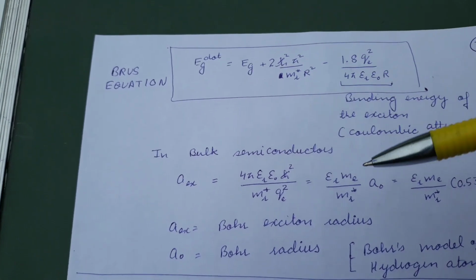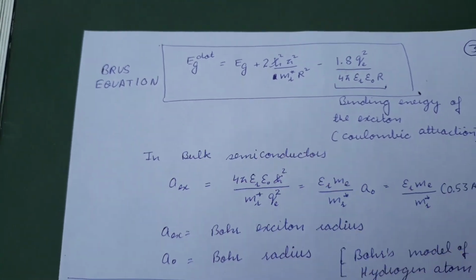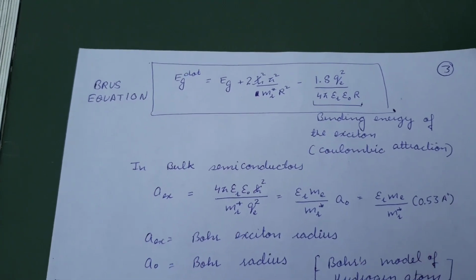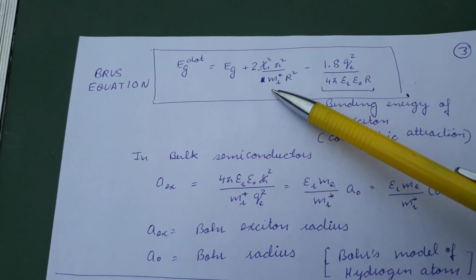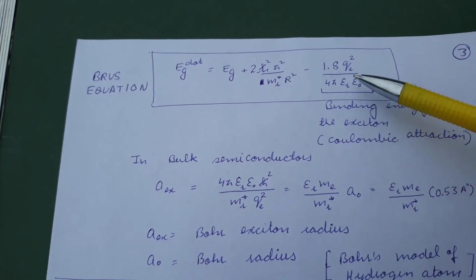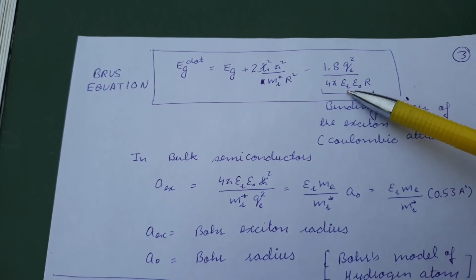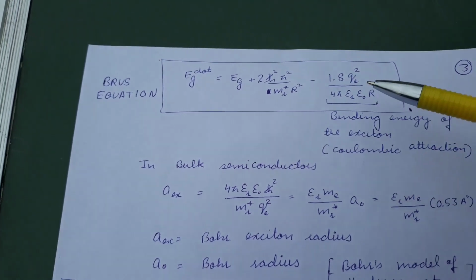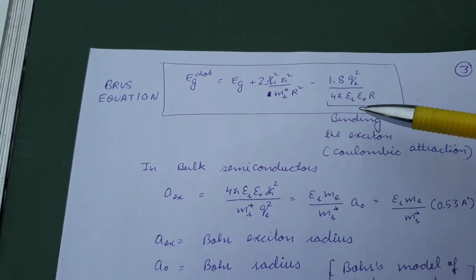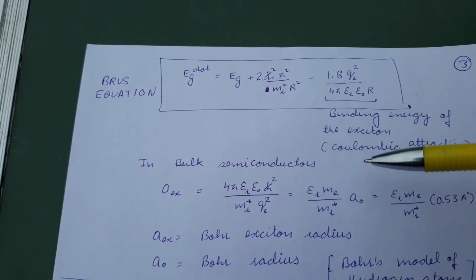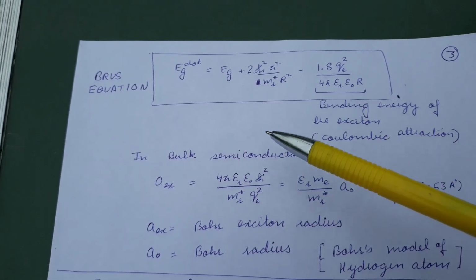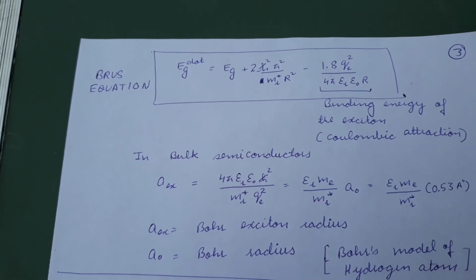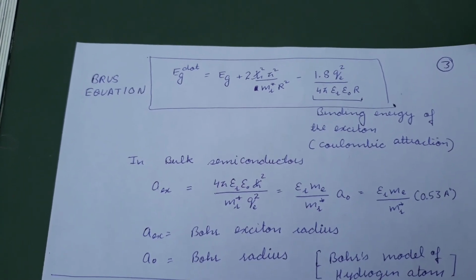So this equation is actually called the Brus equation. It's a very famous equation. This term is due to the confinement, and this term is because of the Coulombic force between electron and hole. That is why we can separate the two terms, confinement and Coulombic terms, which we'll see how we can understand. Another parameter which is very important in semiconductors is the Exciton-Bohr excitonic radius.